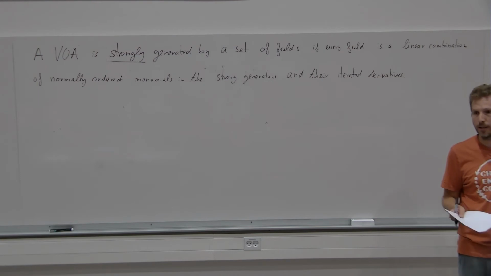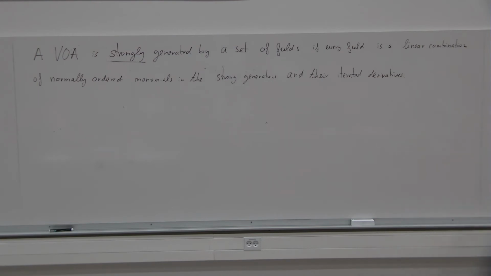And so in particular, the modes of any fields can be written as infinite sums of polynomials of the modes of the fields of the strong generators. And so then it also means that the underlying vector space has a monomial spanning set given by monomials in the negative modes of the strong generators. So this strongly generated is a good structural property.